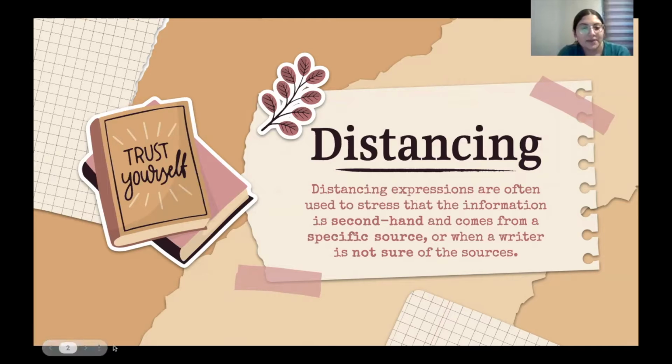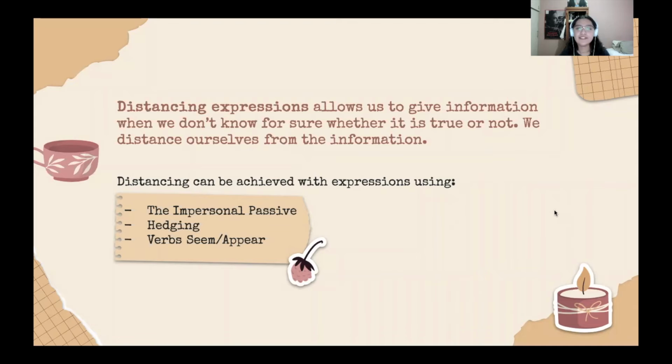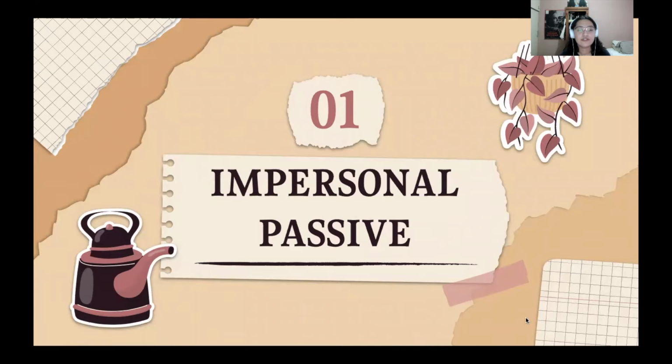Distancing expressions can often be used to stress that the information is coming secondhand and from a specific source. Or this can happen when a writer is not sure of the sources. Also, distancing expressions help us give information when we are not certain of its veracity. Some of the strategies that can be used are the impersonal passive, hedging, and the verbs seem and appear. So, the first one is the impersonal passive.